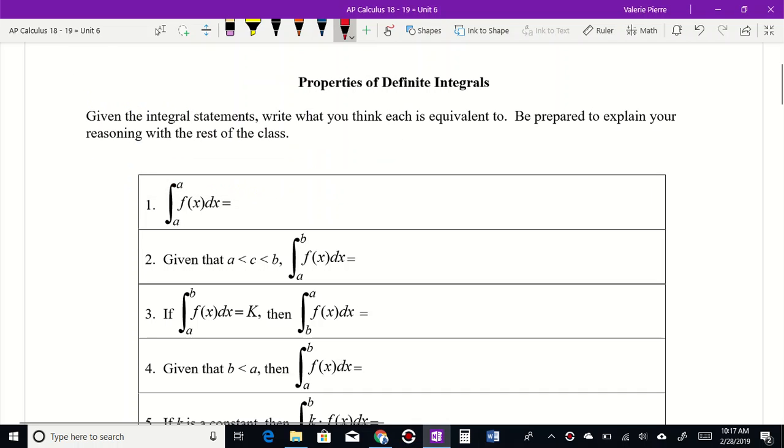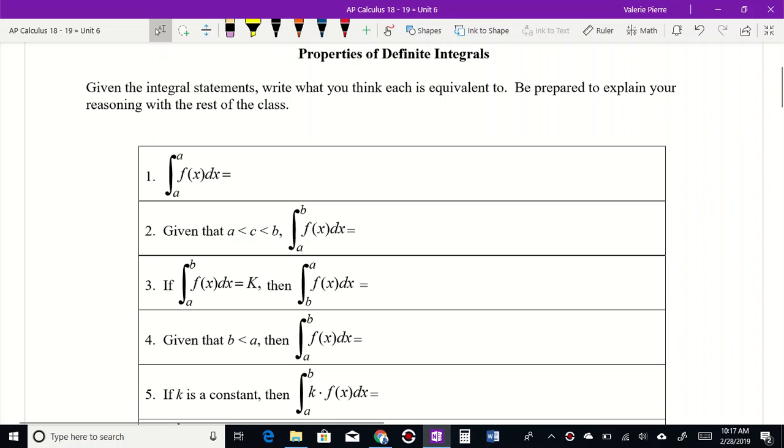Unit 6, page 192 to 194, Properties of Definite Integrals. Given the integral statements, write what you think each is equivalent to. Okay, so because we're doing this in video note form and not in full class, we're actually just going to go through this in the video, and I'll explain as I go.